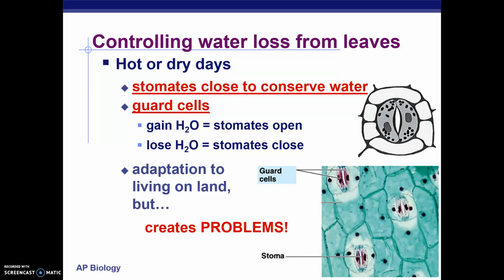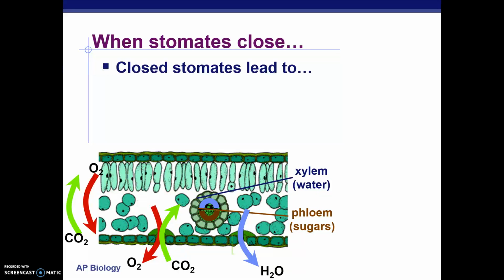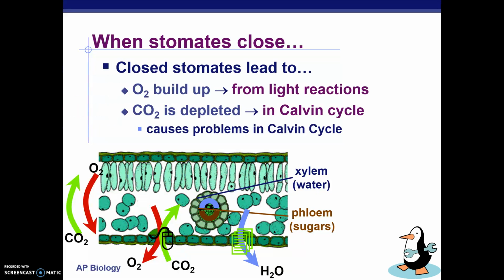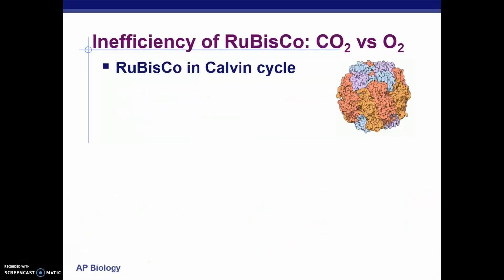But when stomata are closed, it could create problems. For example, when the stomata is closed, there will be oxygen buildup from the light reactions, and there will not be enough carbon dioxide to go through the Calvin cycle. So one of the best enzymes that we just talked about in photosynthesis, Rubisco.